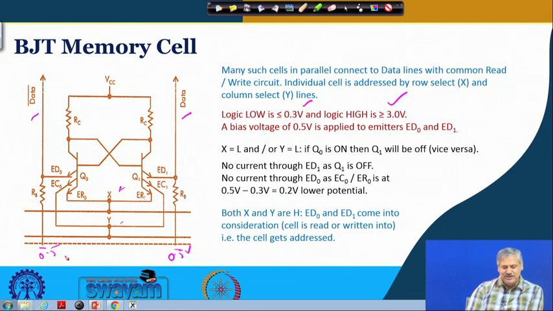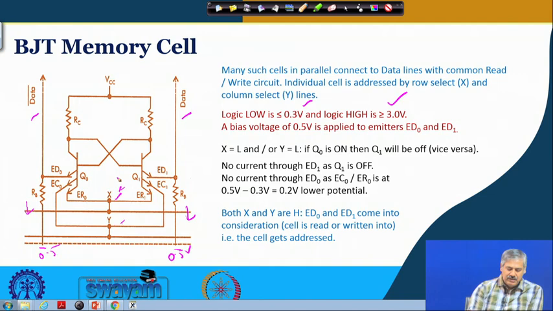So when any one of them is low, this x or y is low, this is 0.3 volt and this is 0.5 volt. So current will not be flowing in this direction. Is it clear? At that time, the emitters ED0 and ED1 are not contributing in any way, electrically not contributing. And these are remaining at 0, so the current will be flowing in this direction, in this manner. This is the first thing that we observe.